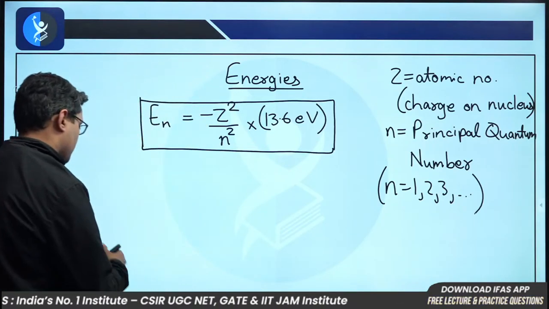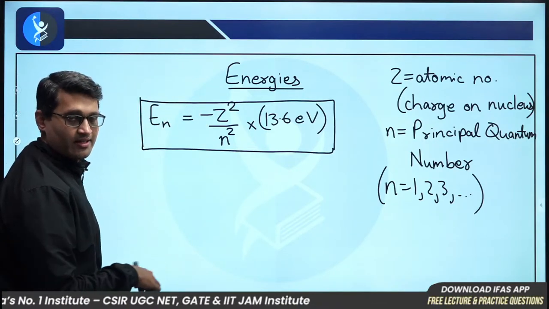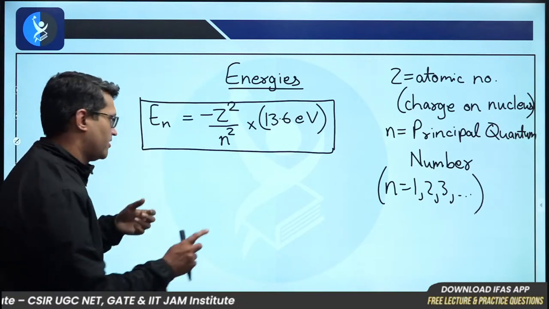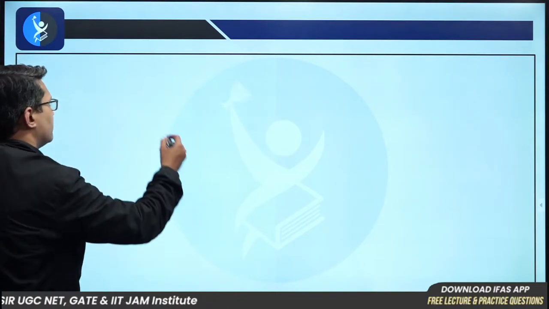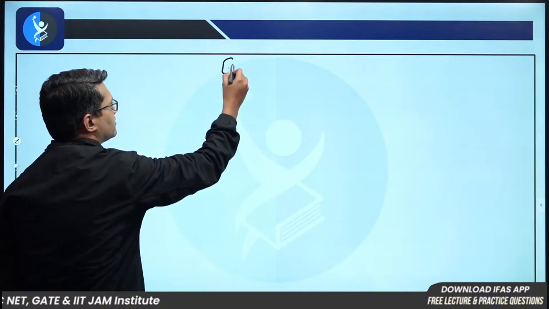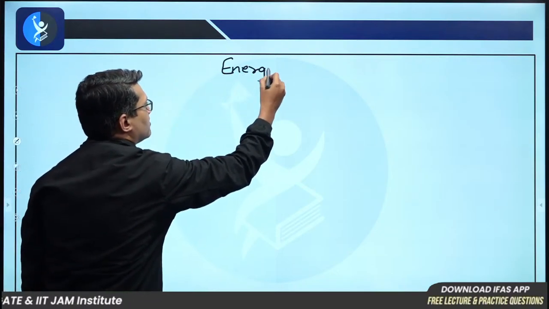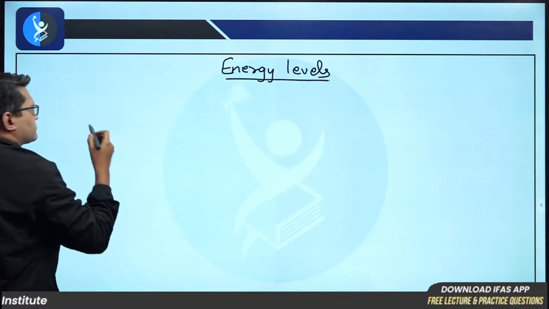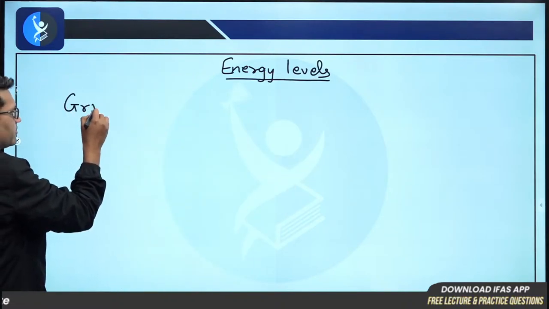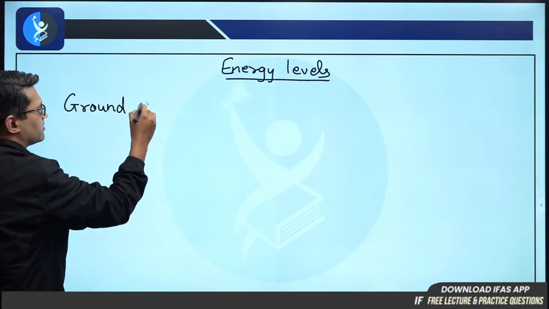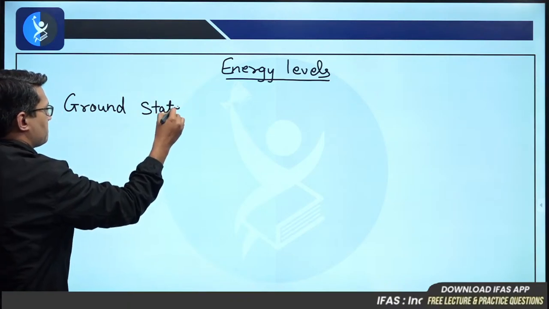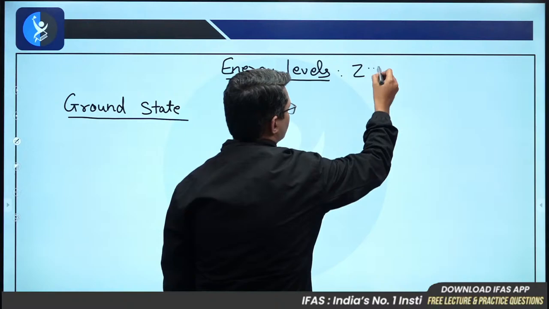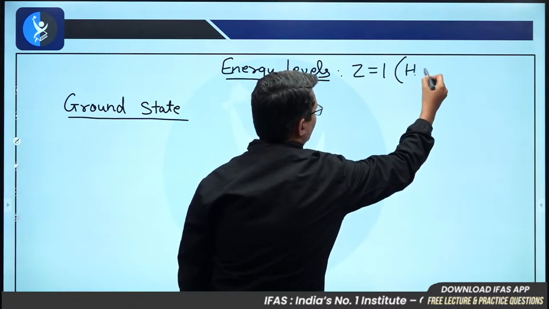Now suppose we want to consider a transition of energies. Then we just take a difference between two different energy levels. Let's calculate the energy levels today. Let's start with the ground state. So let's assume Z equal to 1, meaning hydrogen atom.